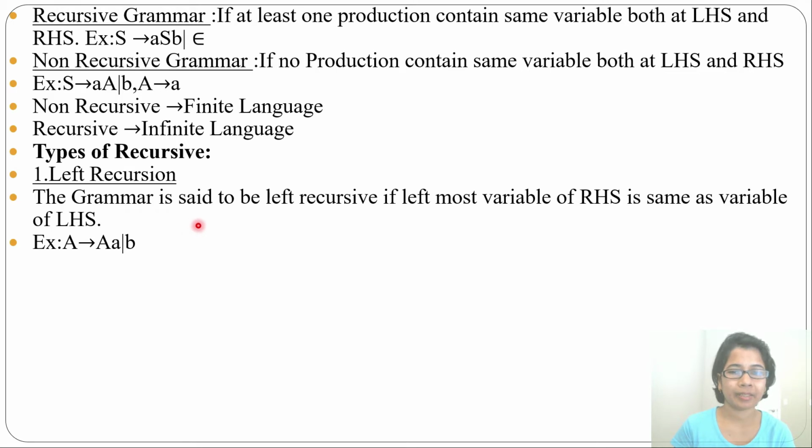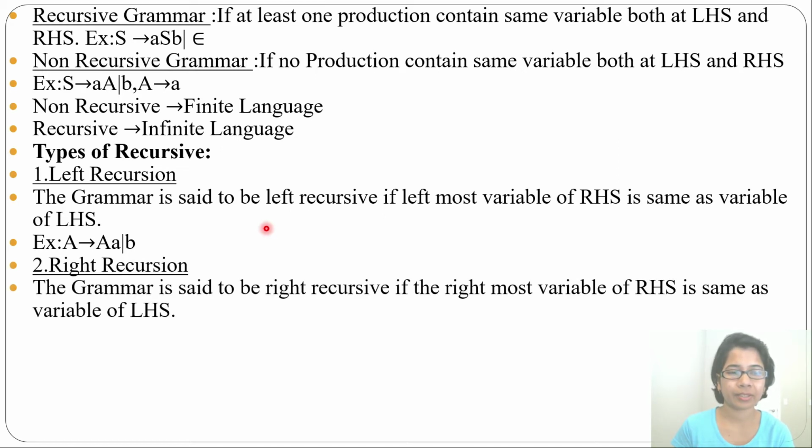Next, right recursion. If the rightmost variable of RHS is the same as the variable of LHS, then this is a right recursion. For example, from A, if you can derive BA. So this A is present at LHS plus this A is present here, at the RHS rightmost. So that is a right recursion. If it is at the RHS leftmost, that is a left recursion.